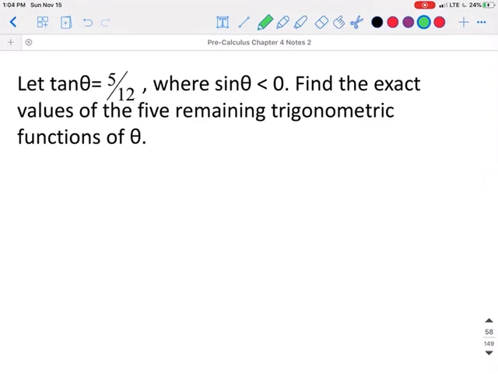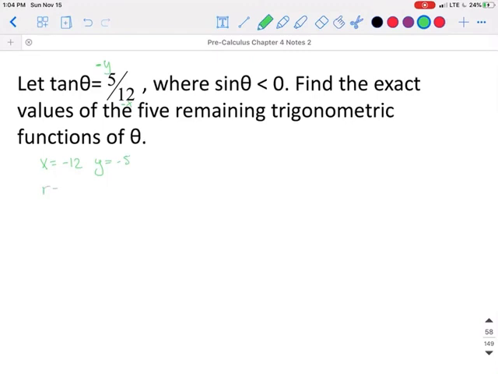We're going to let tangent equal 5 over 12, and we know that the sine is less than 0, so we know that the sine is negative. Now, we need to remember that tangent is y over x, and we know that sine has to deal with y over r. Now, r always has to be positive, so for sine to be negative, that means the y has to be negative. And for this fraction to be positive, if y is negative, it means x is also negative. So we know that x is going to equal negative 12. We know y is going to equal negative 5.